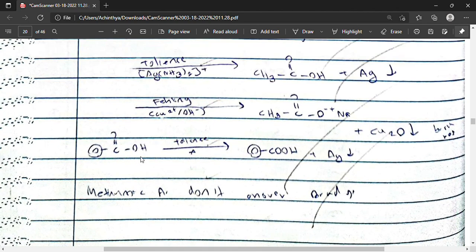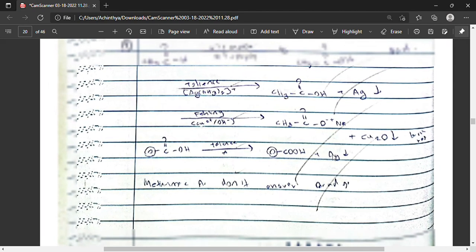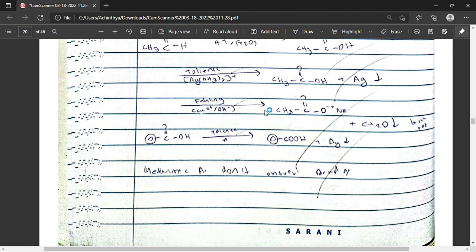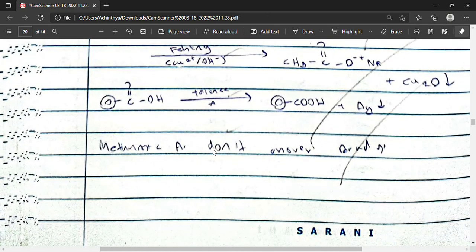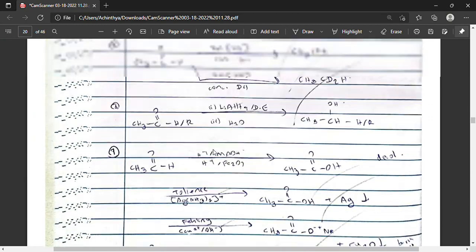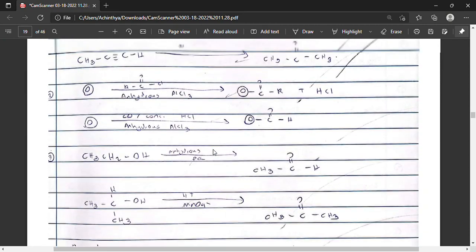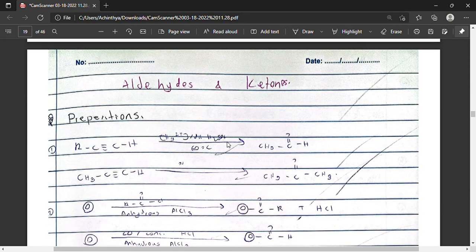Well, here's a neat thing. The Tollens reagent can also react with benzoic acids to also precipitate silver. So it's not exactly a unique test for aldehydes per se. However, and these are the reactions of aldehydes and ketones.